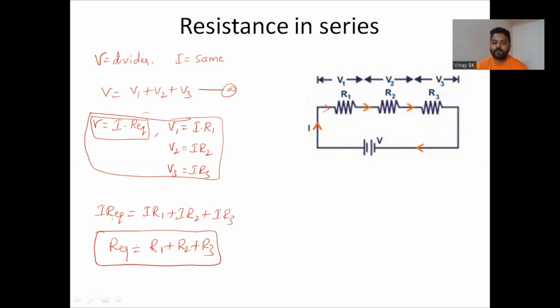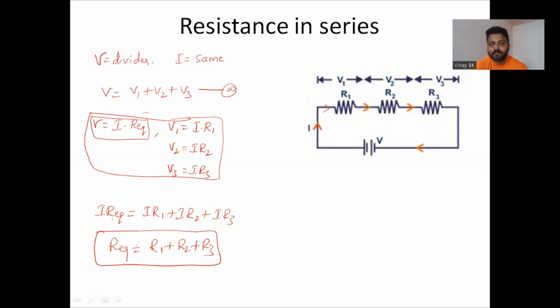for 3 resistances in series. Similarly, if you are connecting 4 resistors in series, then R1 plus R2 plus R3 plus R4. So you can easily get the equivalent value of resistance for a series circuit: it is the addition. Okay, so like that you can get the equivalent value of resistance for a series circuit.